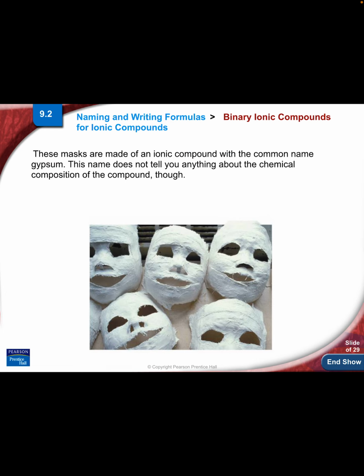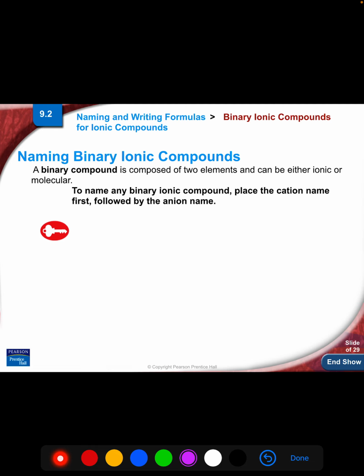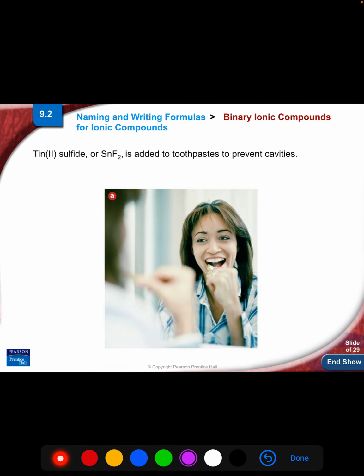For example, gypsum. It's not just gypsum, it's calcium sulfate. It's very common in plaster of Paris and sheetrock, and you can use it to make masks or sheetrock, and I'm sure there are myriad other uses for calcium sulfate. Just quickly, when you name a binary compound, you first name the cation and then the anion. In our last example, calcium sulfate, calcium was the cation, sulfate was the polyatomic anion.